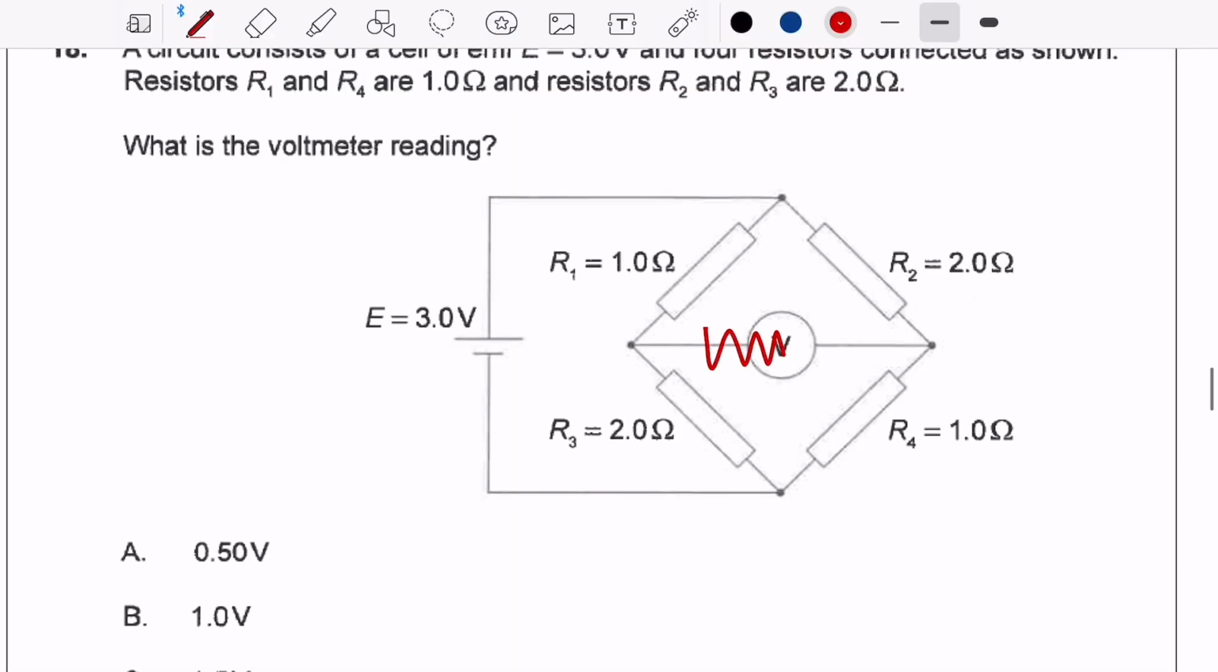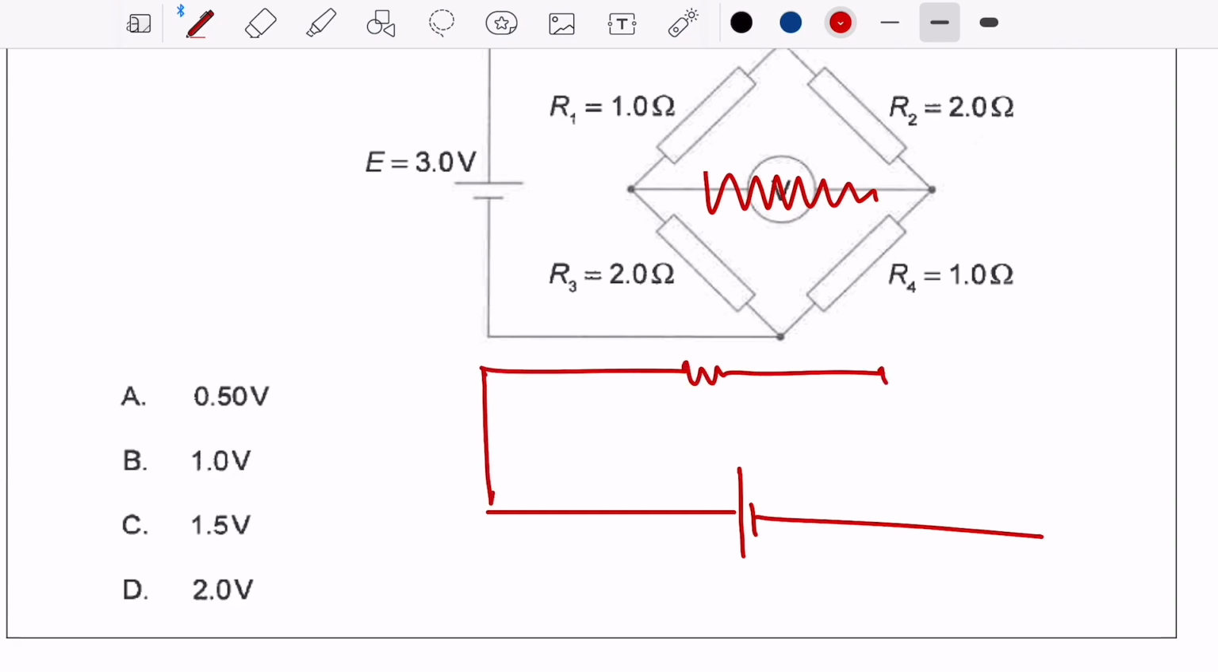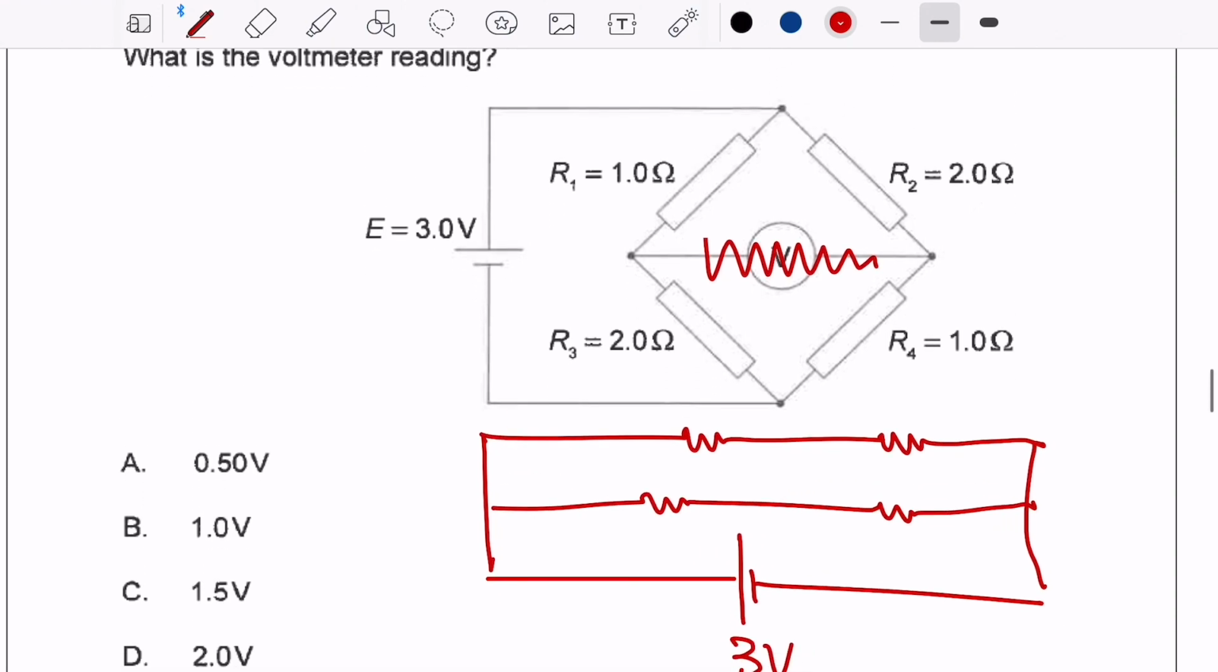To start with, just forget about this voltmeter. Now actually I can draw the same circuit in a way. I can draw like this, right? Now this is 3 volt and let's say according to this picture, this is, hold on, this is 2 ohm, the other one is 1 ohm. This one is 1 ohm, this is 2 ohm. Very simple, parallel circuits, right?